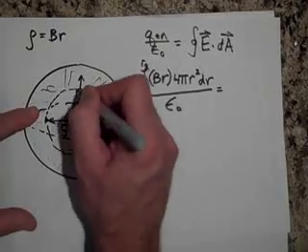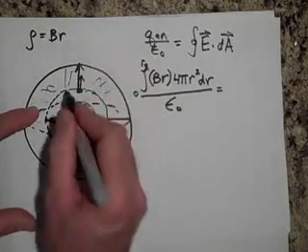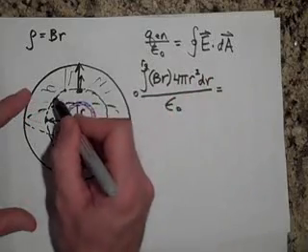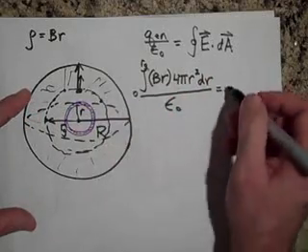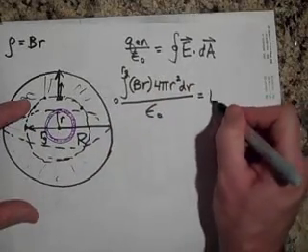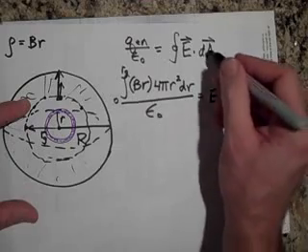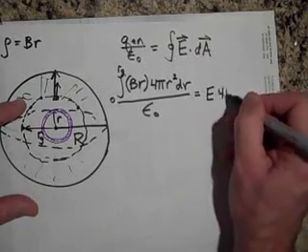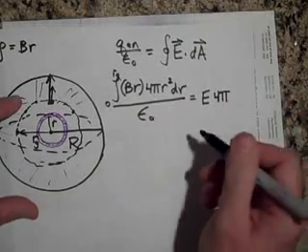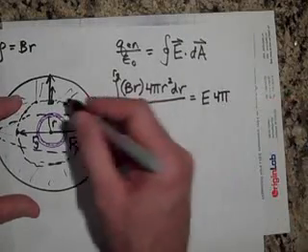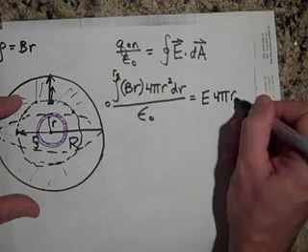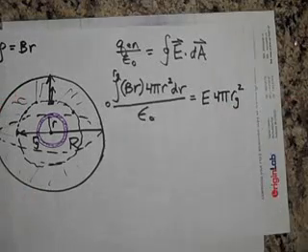So E is in the same direction as dA at every point, and E is uniform at every point on here. So that is going to be equal to E times, if I pull the E out of the integral and add up all the dA's, just 4 pi r squared. That's the surface area of a sphere. It's just going to be the surface area of that sphere, 4 pi R_G squared.